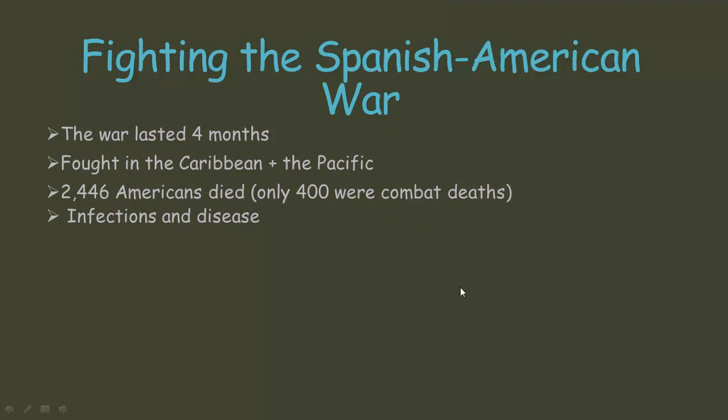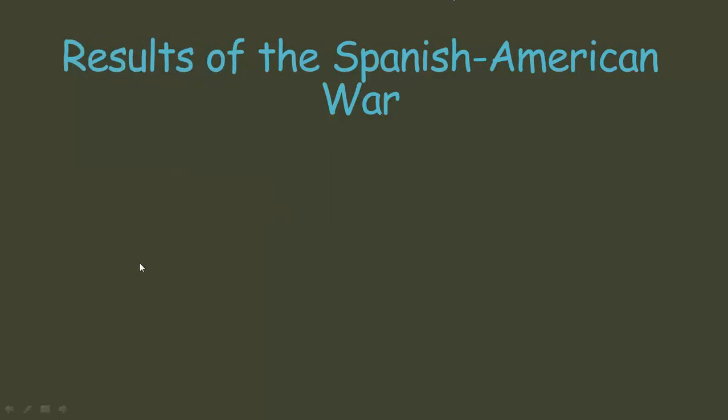The war lasted a measly 4 months. It was fought in the Caribbean and the Pacific, wherever the Spanish were. There were 2,446 Americans who died, but when you look at the numbers, only 400 were combat deaths. So a lot of the other Americans died of infections or diseases.